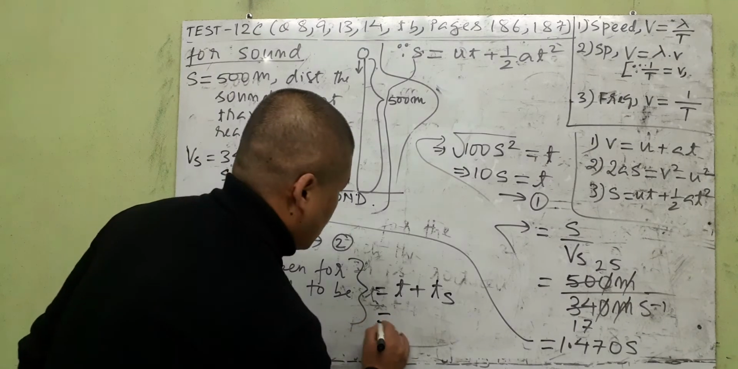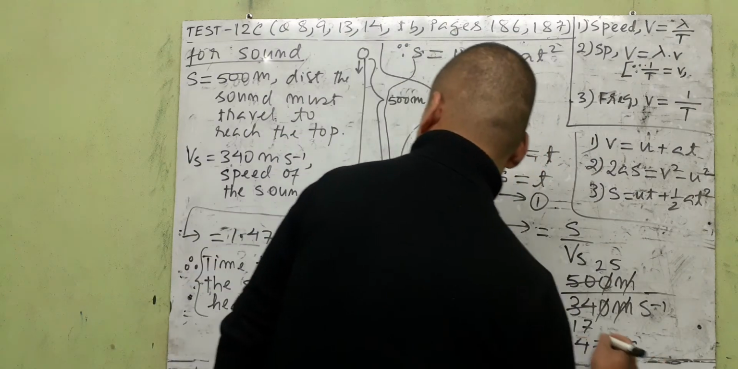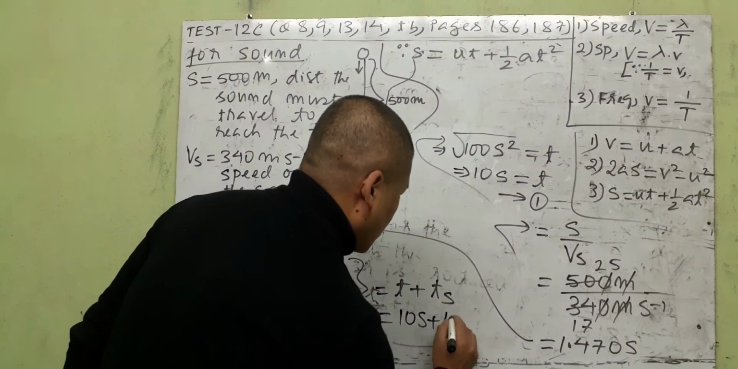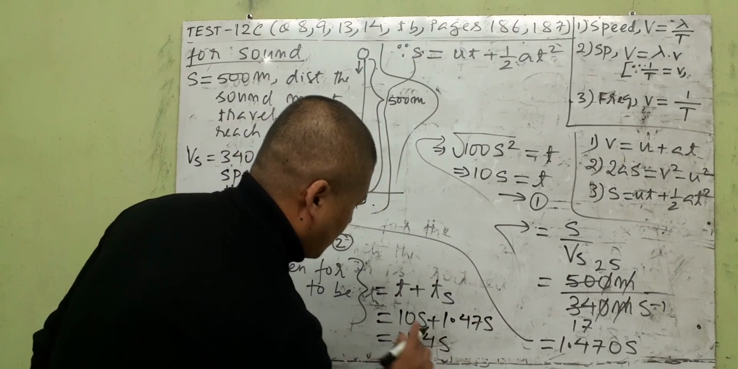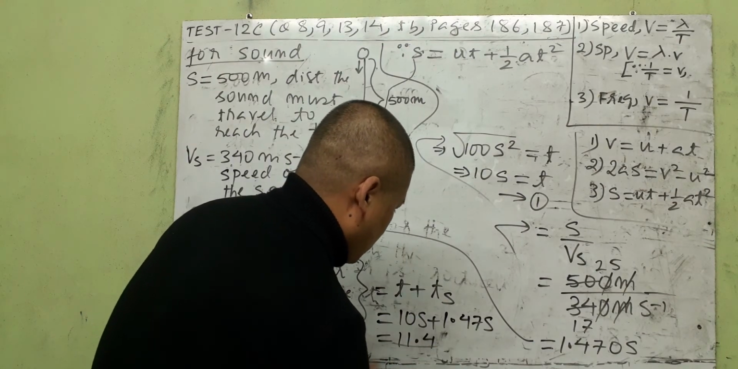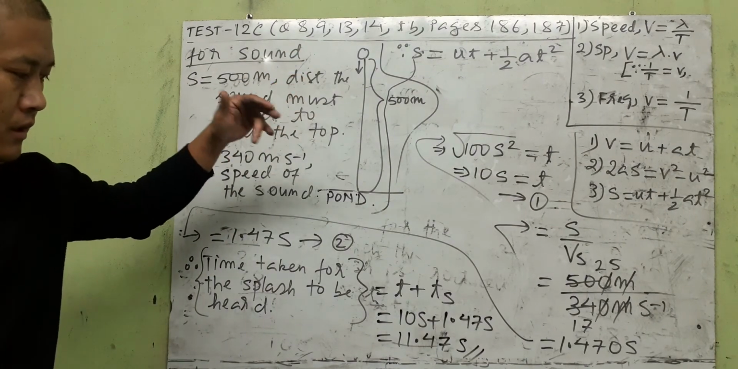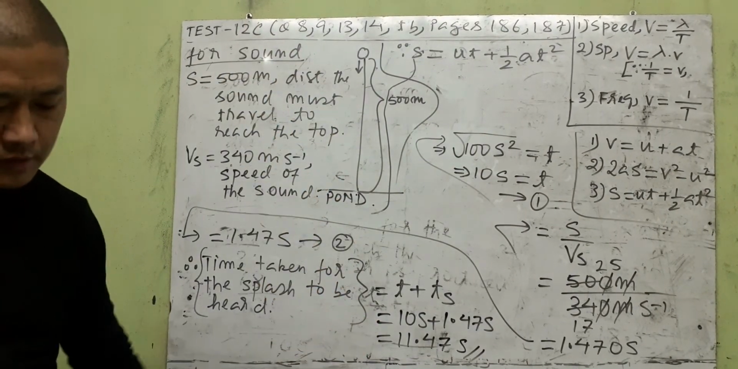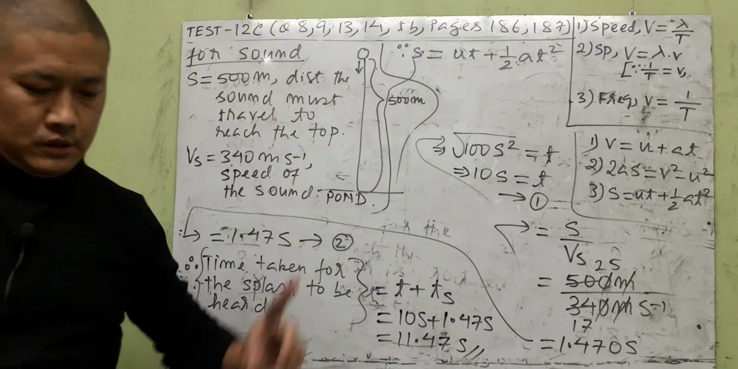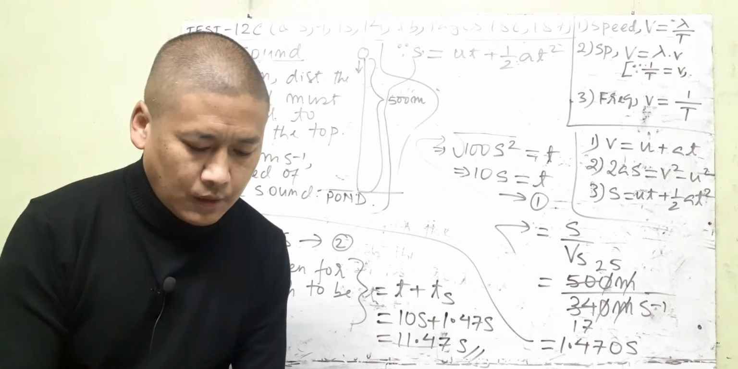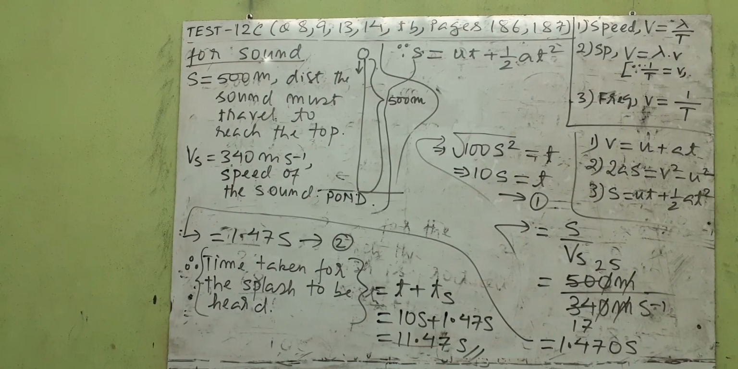So this is in equation 1, 10 seconds. In equation 2, 1.47 seconds. So when you add this, it is 11.47, the total time taken for you to hear the splash at the top. For the splash to be heard at the top is 11.47 seconds. So that is your question number 13. One more question is there. I think we can just complete it up here. 14. I hope that's fine. Yeah, so let us do that.